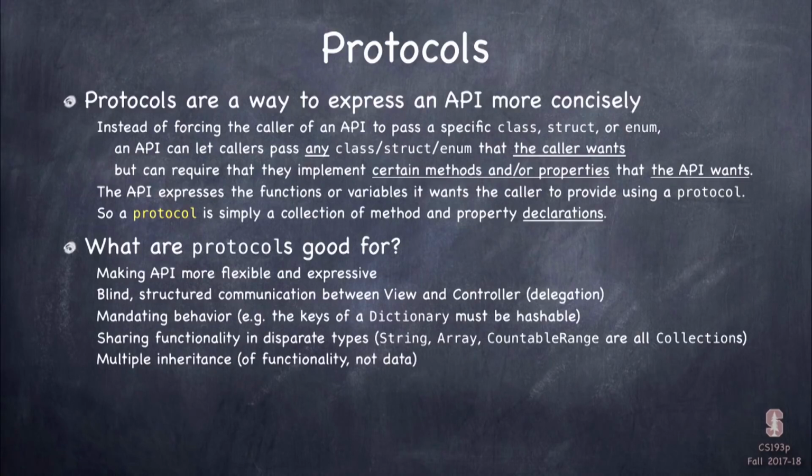It's also great for mandating behavior. For example, a dictionary is a hash table. Raise your hand if you know what a hash table is when I say that. Okay, everybody, good. So it's a hash table, so the keys of a dictionary clearly have to be hashable, right? You have to be able to get a hash value, otherwise you can't hash them and put them in as the keys of this hash table. Well, protocols let us define dictionary in a way so that we don't use any keys that aren't hashable. Okay, so mandating behavior of hashability, for example, of the key.